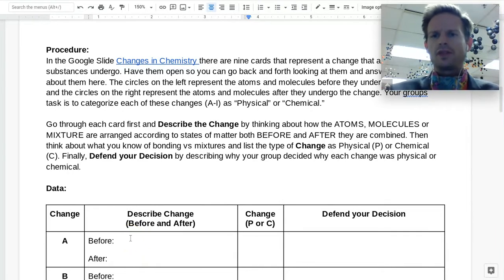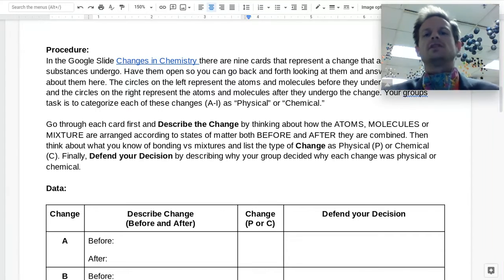And describe those. Think about, is it atoms, molecules, mixtures? Is it solid, liquids, or gases? All those different ways that we can describe matter, okay? And then tell me, is it a physical change or is it a chemical change? And then I want you to defend your answer by just describing what is the change you saw, right?